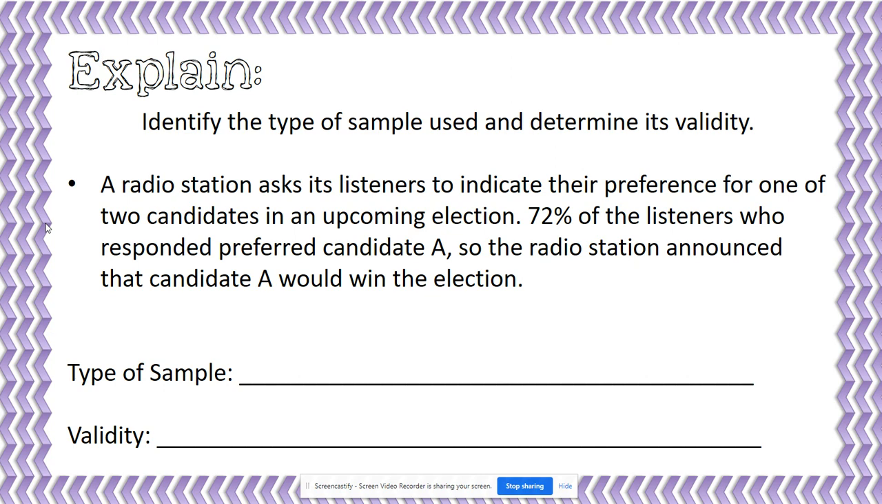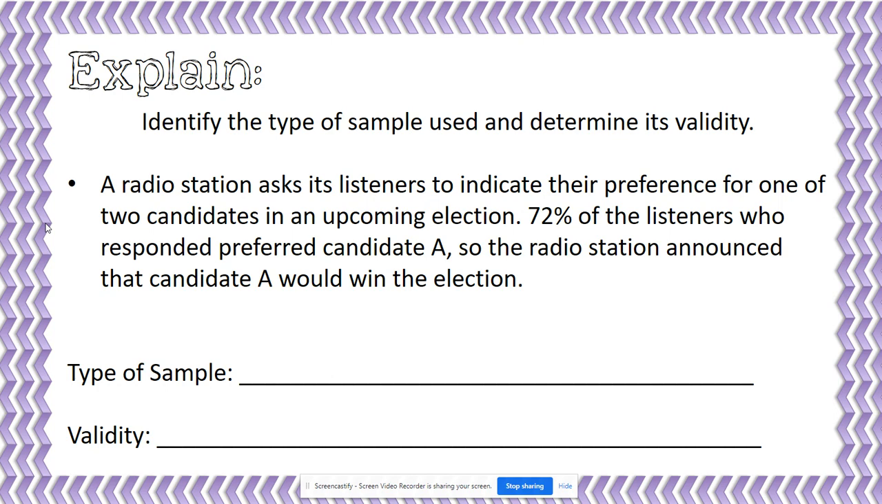A radio station asks its listeners to indicate their preference for one of two candidates in an upcoming election. 72% of the listeners who responded preferred candidate A, so the radio station announced that candidate A would win the election. I noticed that the radio station asked its listeners to indicate their preference, which means the radio station was waiting for people to tell them their answers.